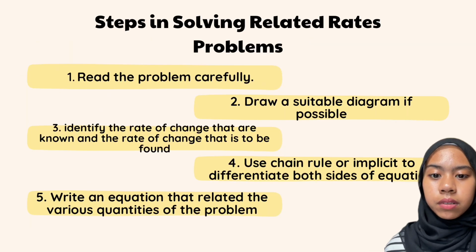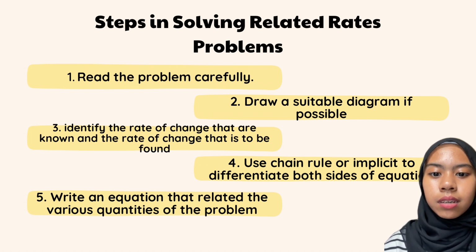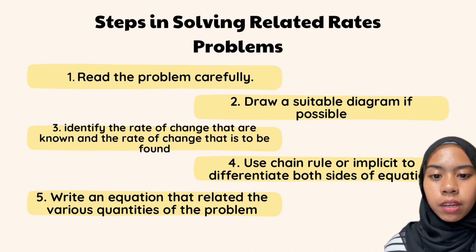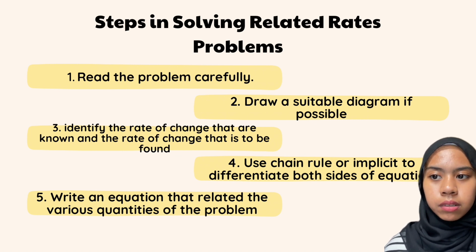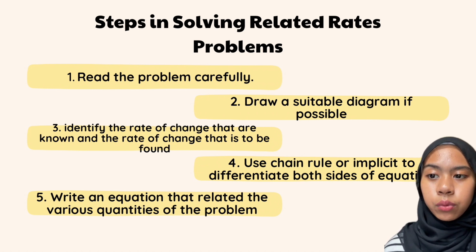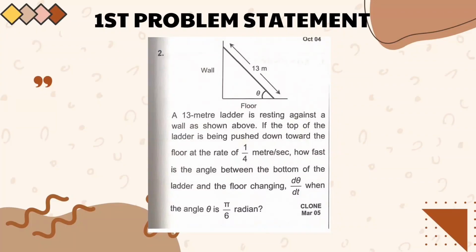There are some steps in solving a related rates problem. 1. Read the problem carefully. 2. Draw a suitable diagram if possible. 3. Identify the rates of change that are known and the rate of change that is to be found. 4. Use the chain rule or implicit differentiation to differentiate both sides of the equation. And lastly, write an equation that relates the various quantities of the problem.